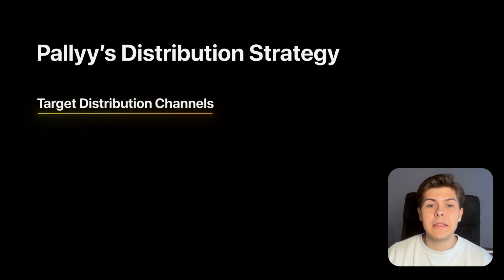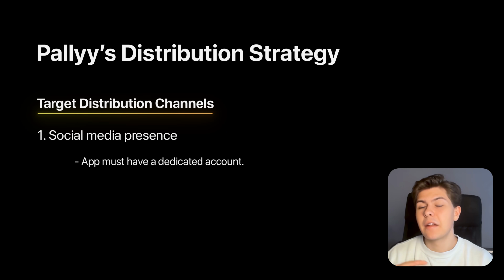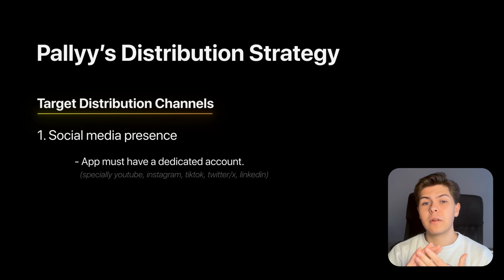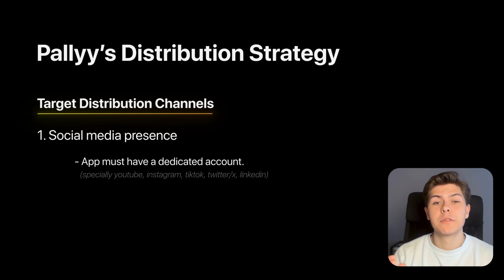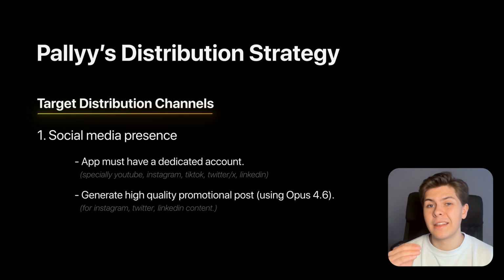So the first and most immediate distribution channel we should target is social media presence. We need to make sure that our app has a company account on every major social media platform, especially YouTube, Instagram, TikTok, Twitter, and LinkedIn. And then we will ask Opus 4.6 to generate high quality promotional posts for Instagram, Twitter, and LinkedIn. And for YouTube, later you could hire someone to record promotional content for you.